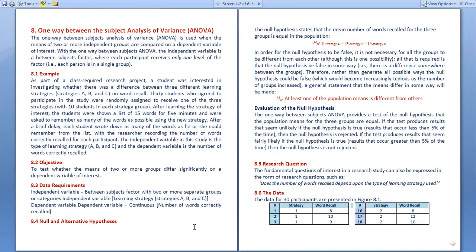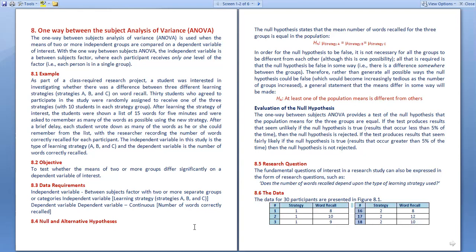So one-way ANOVA, precisely, is used when the means of two or more independent groups are compared on a dependent variable of interest. And with the one-way between subjects ANOVA, the independent variable is a between subject factor where each participant receives only one level of factor. That is, each person is in a single group. So let's come to the example which we'll be using today for our understanding of one-way ANOVA.